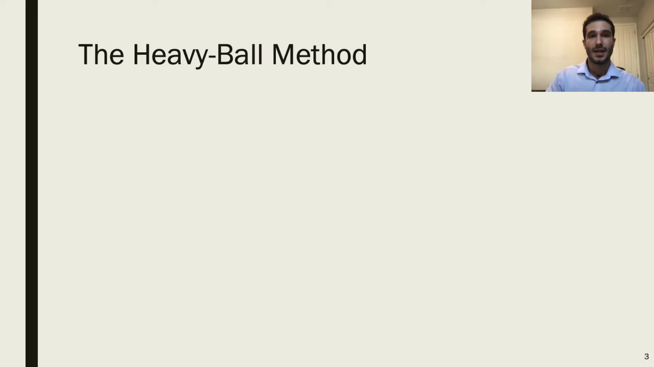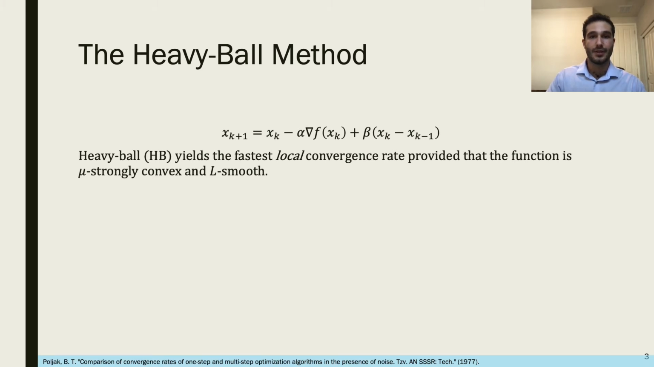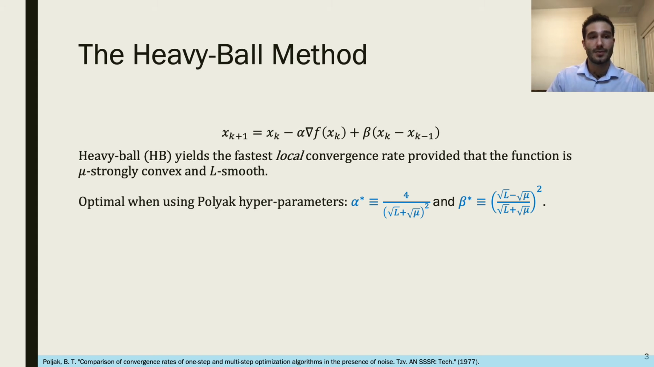And so I present to you the heavy ball method given by the equation over here, which is a popular first-order gradient descent method and was found to achieve the fastest local convergence rate provided that the function is mu strongly convex and L smooth. In fact, Polyak was able to work out the optimal hyperparameters that would achieve such convergence rate.